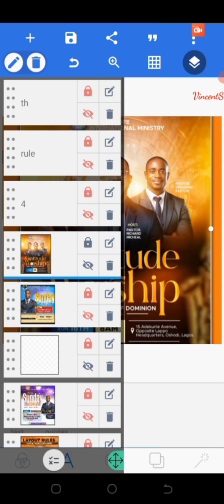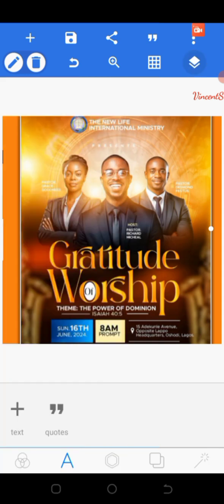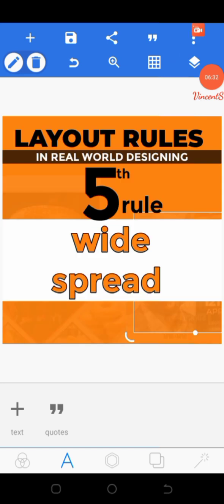So let us now look at the last one, the most complicated layout rule. I'm not really sure if I can call it a layout rule, because it's not siding on any specific rule. Okay, so let's look at it. Okay, so the fifth one, the last one, is the widespread. Okay, why is it said widespread?